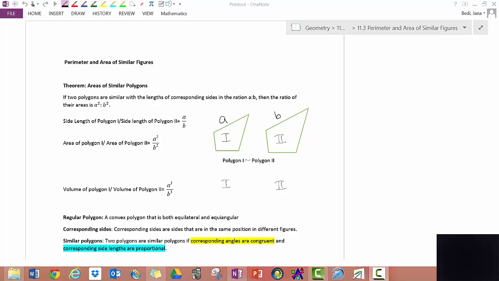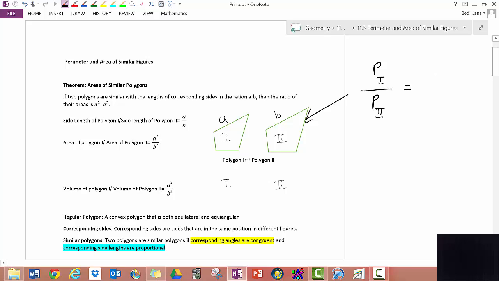When two figures or two solids are three-dimensional, if they are similar, which means their corresponding angles are congruent and their corresponding side lengths are proportional, then we can conclude that the perimeter ratios, so perimeter of 1, perimeter of 2, and we're talking about these similar polygons here. They happen to be quadrilaterals, but they could be any similar figure.